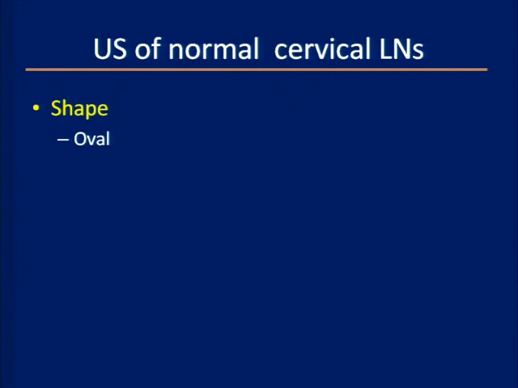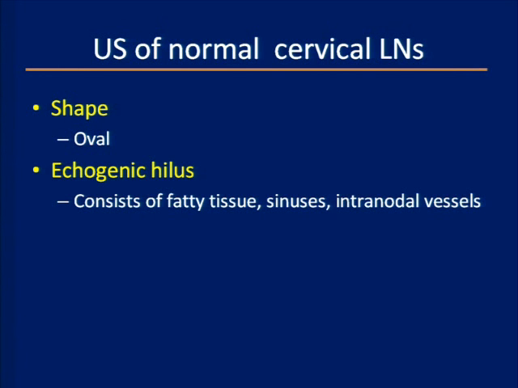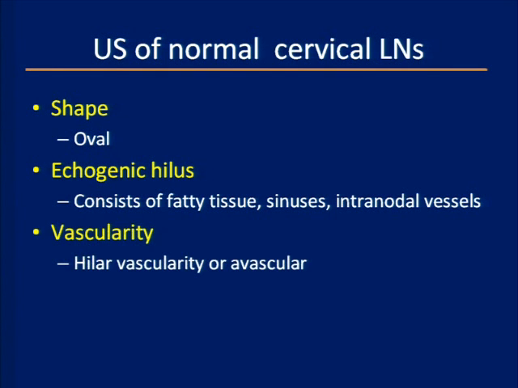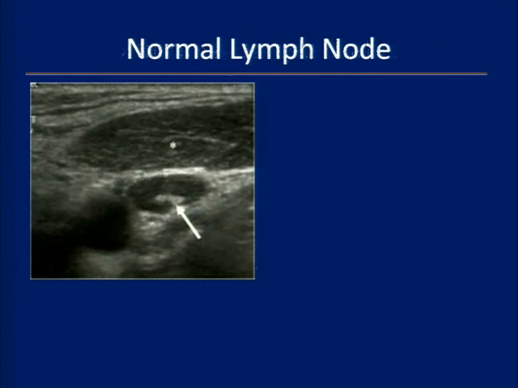So on ultrasound, when we look at lymph nodes, a normal lymph node is going to be oval in shape. It's going to have a bright echogenic hilus, which is this little fatty tissue right in the middle of the lymph node that's going to look bright on the ultrasound. And the vascularity in the lymph node is going to be right within that fatty hilus.